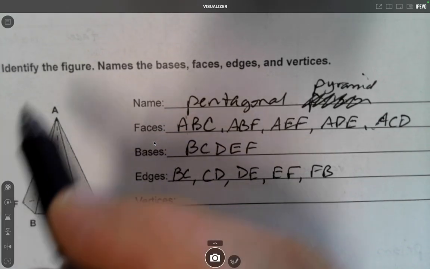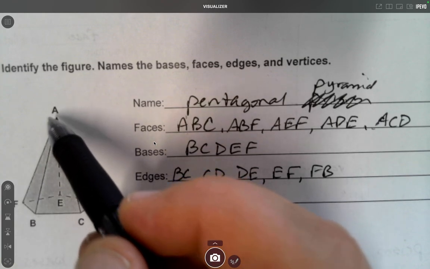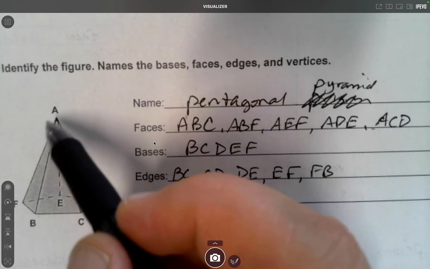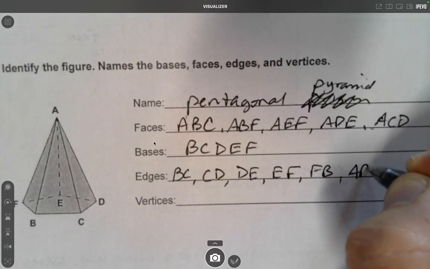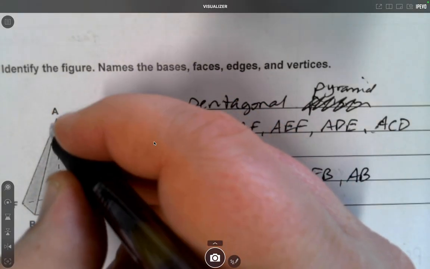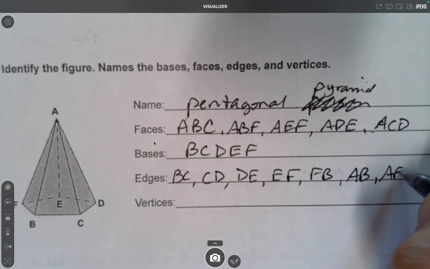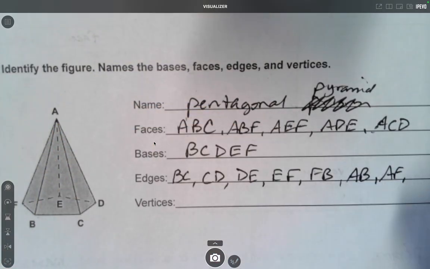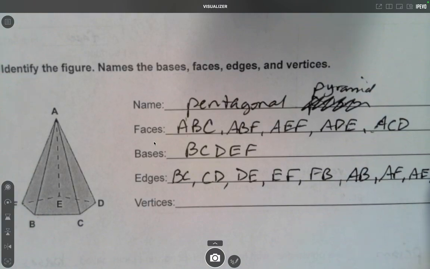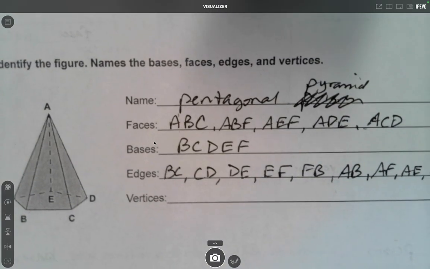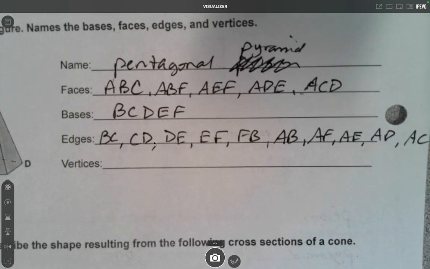Next, let's list all the edges where the faces meet. That's these sides up here. And those are all going to have A as part of their answer. So I'll say A, where it comes down to B. That's one of the edges, so AB. Then where A comes down to, I'll just go the same order I did, go clockwise here. AF, AE, AD, and AC. Sorry, I ran out of room there. There are those. Pause if you need to write it down.